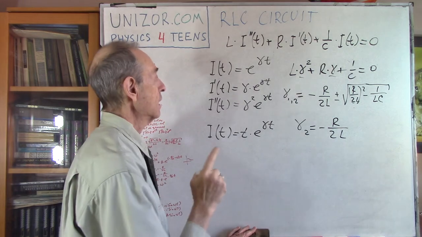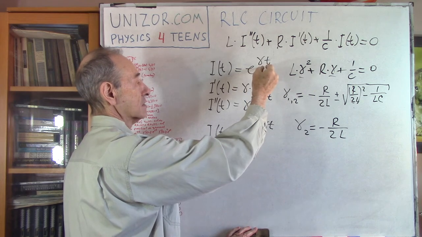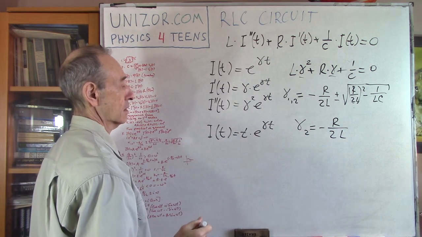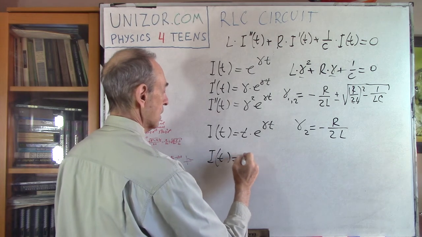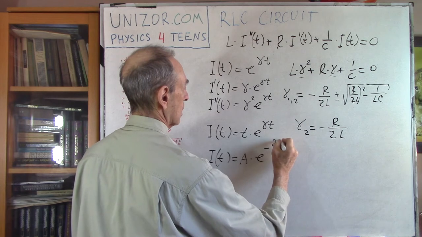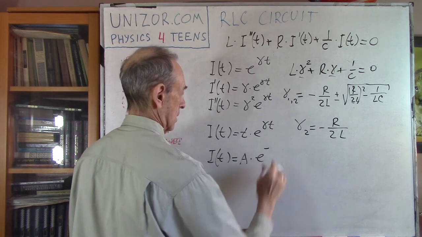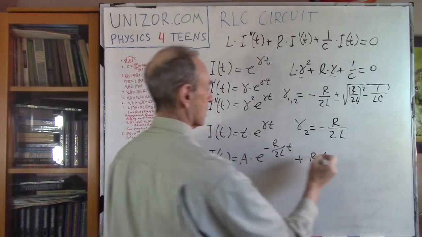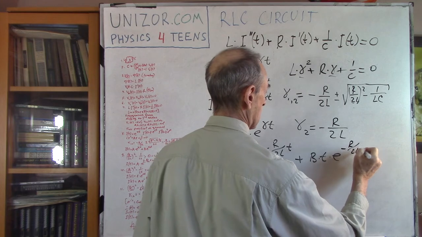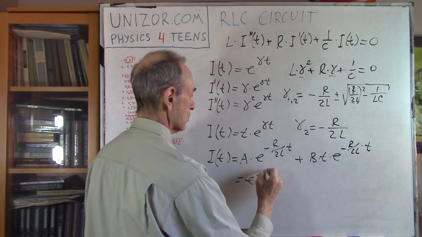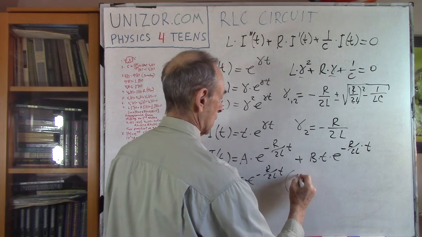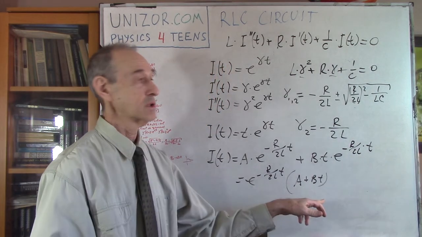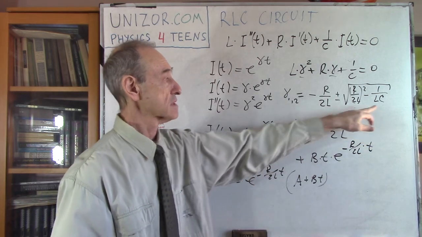But now, instead of two functions of the same kind, I will have one function of this kind and one function of this kind with the same gamma, which means my general solution would be a plus b times t, multiplied by e to the minus r over 2l t. Or you can just put e to the minus r over 2l t out of the brackets, and here you have something like this. So this is a different function. It's again a general solution in case of critical damping, critical when this is equal to zero.